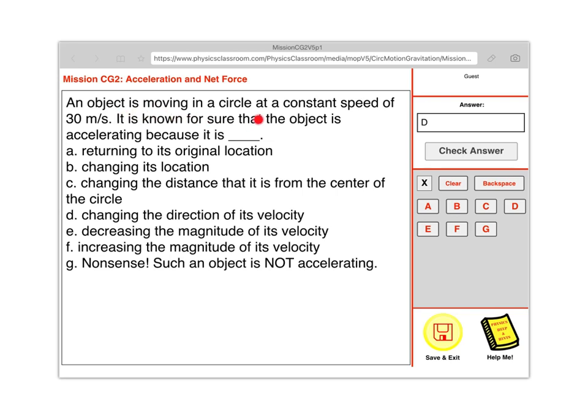Acceleration is a change in velocity of any type. So in this case, it's a change in the velocity's direction. So that's D.